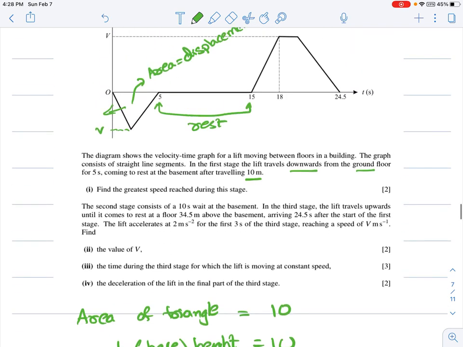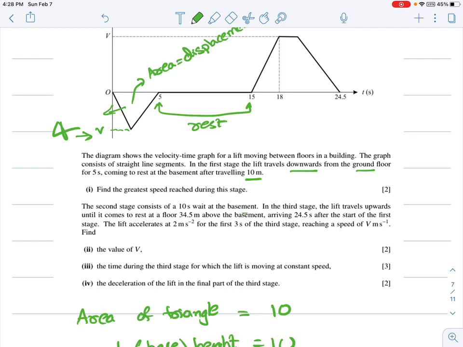So what is the maximum speed it reaches? 4 meters per second. From 0 to 5, it went down to the basement, 10 meters. Then in the second stage, it consists of a 10 second wait at the basement. It waited 10 seconds at the basement.